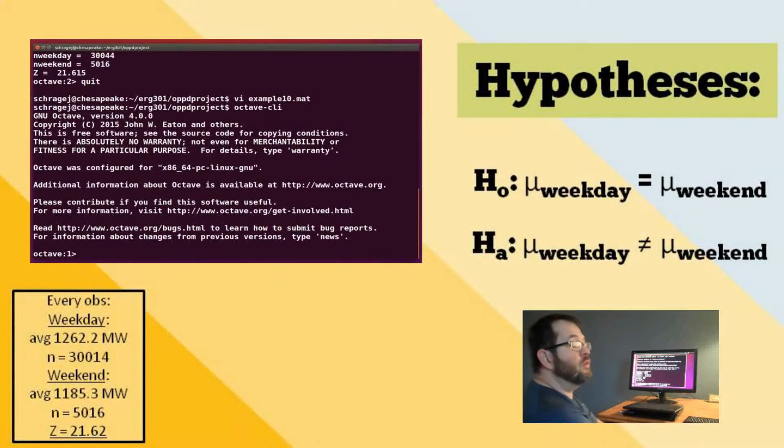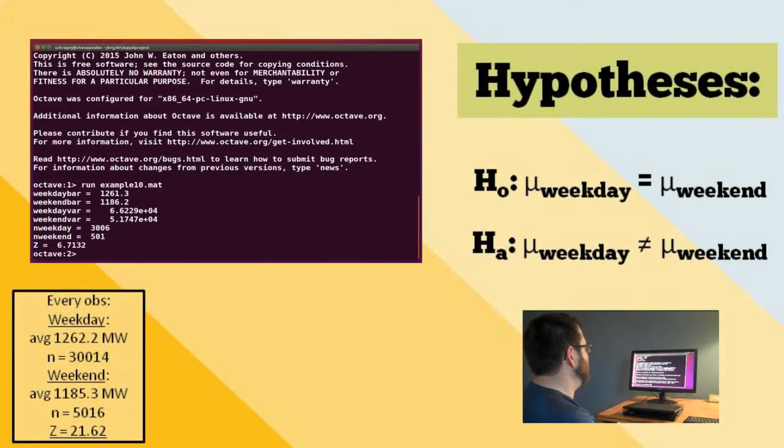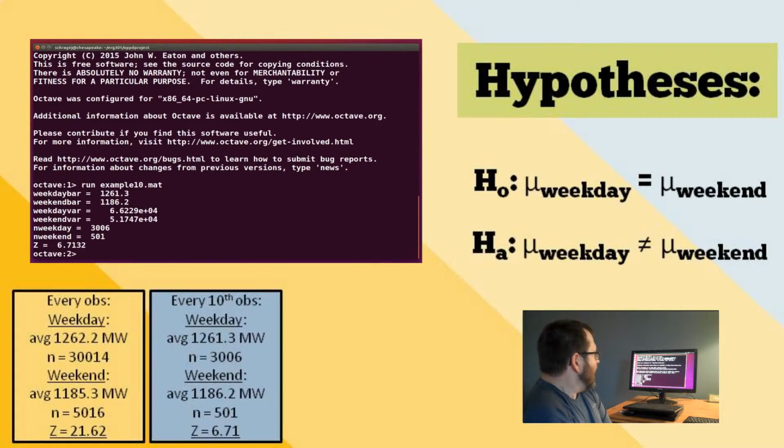Now, if I go into Octave and run this new version of the program, example10.mat, I get new results. I get a very similar, but not exactly the same value of weekday bar and weekend bar, because this is a different sample. Different numbers are going into this average than were going into the original average, which had all the data in it. You can see that the new sample size is only about 3,000 for the weekdays and only about 500 for the weekends, because we're only taking every 10th observation.